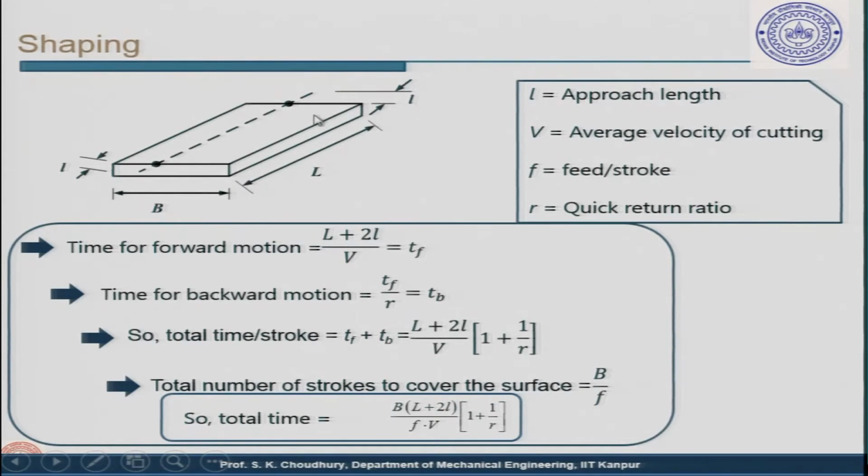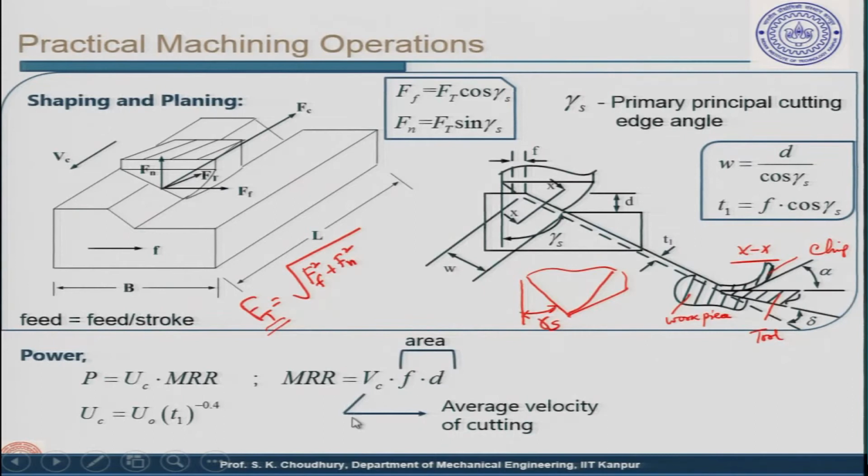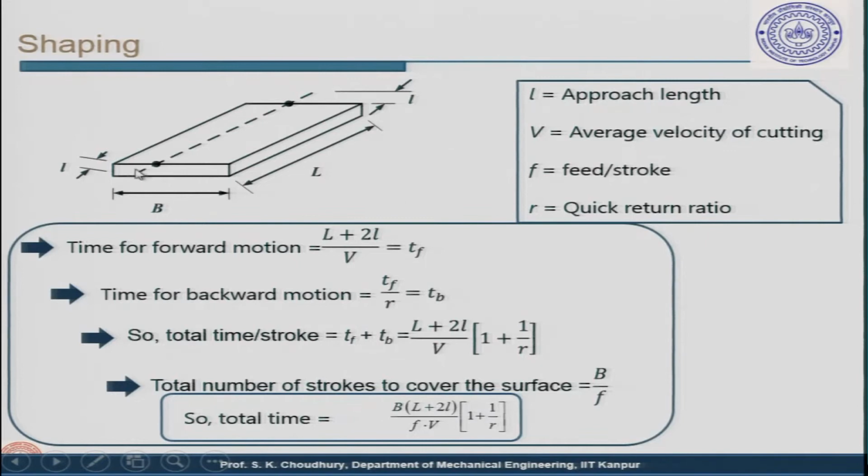So, let us say this is the workpiece or the plate that we have to shape, make flat. This is the L, okay, along which the tool will reciprocate, because shaping is a reciprocating process, and the whole breadth has to be removed, or whatever this width you can say or breadth. Now, this is the small l, the approach length, and V we say is the average velocity of cutting, that we have used here also. F is the feed per stroke taken, and R is the quick return ratio.